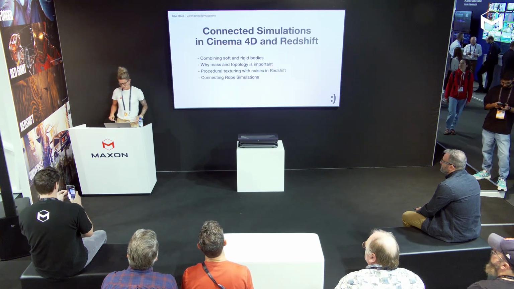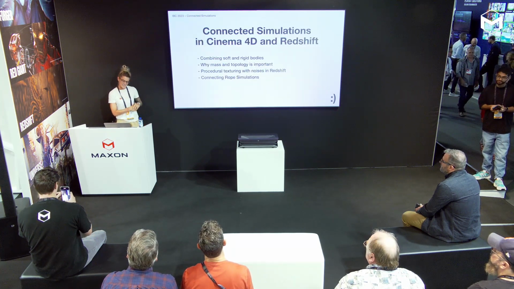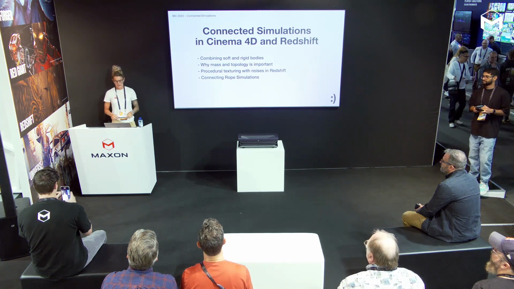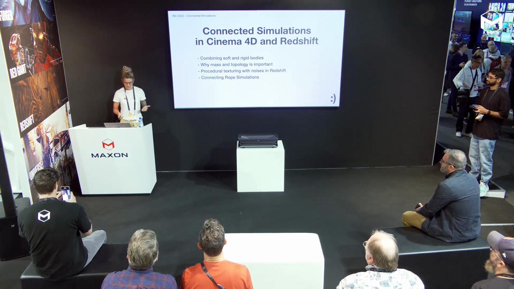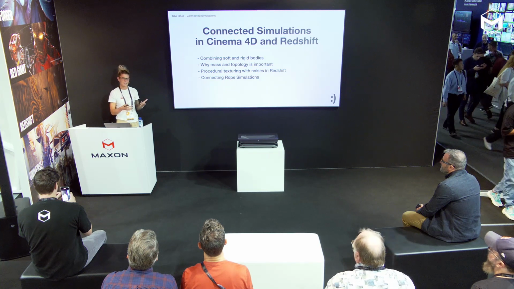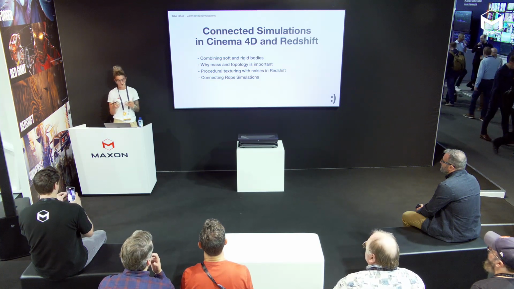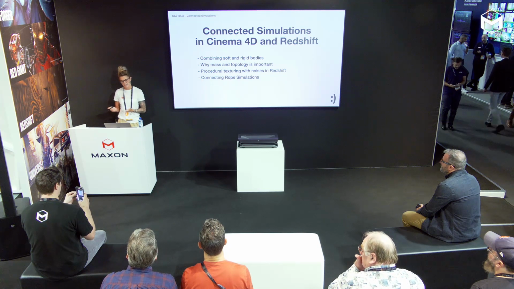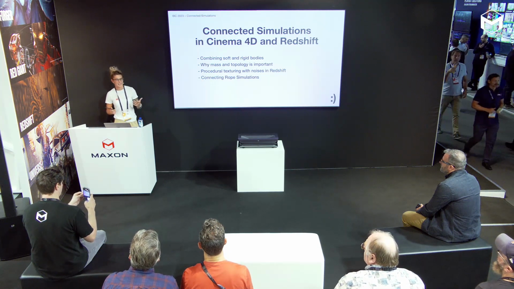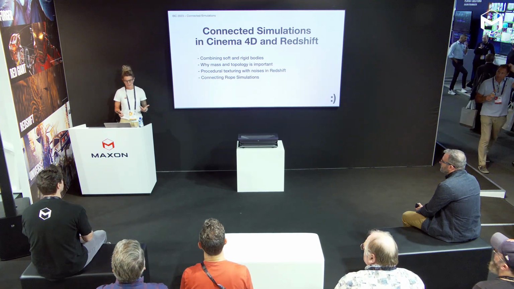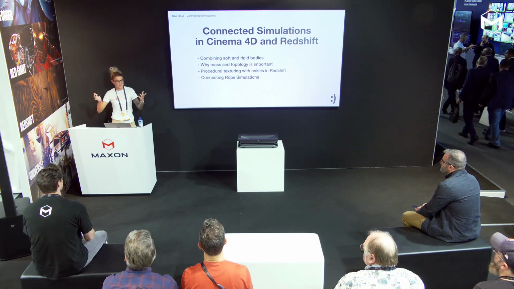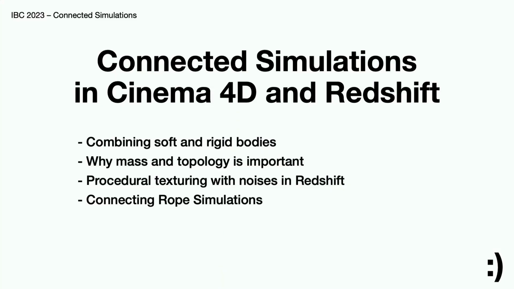So the idea of today's presentation is I'm going to talk a little bit about simulation. But I'm going to talk about connecting those simulations together, because those of you who work in 3D or know Cinema 4D will know that we recently updated the simulation system. And it's now a unified system, which means we can now combine all of the things like cloth, rigid bodies, rope simulations, and all of that stuff can interact together in the same scene.